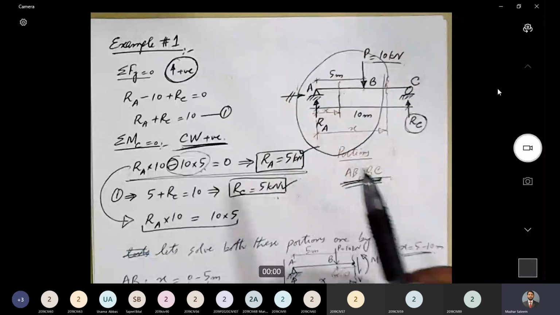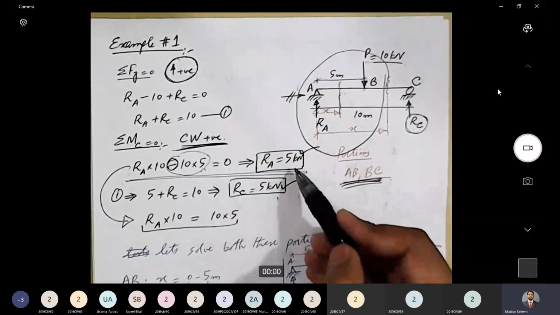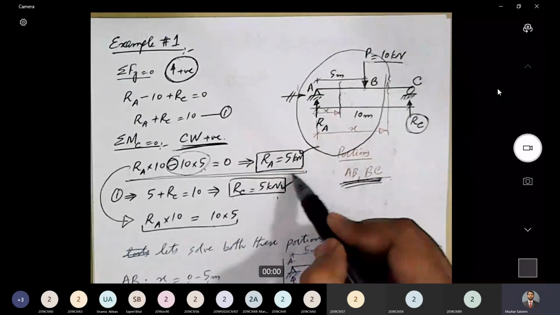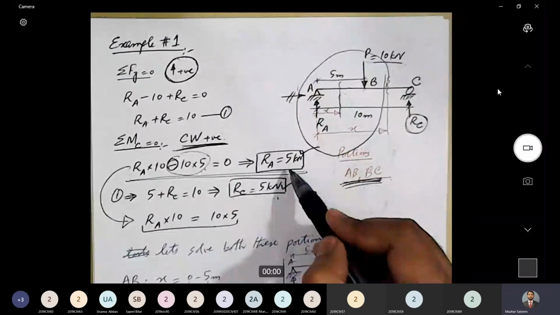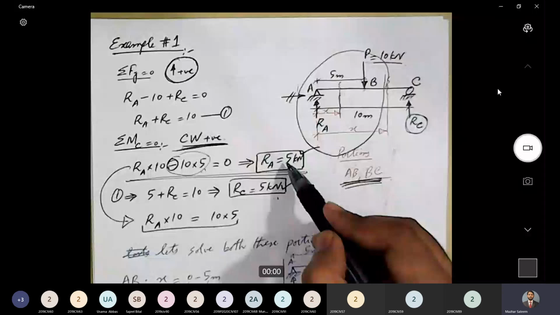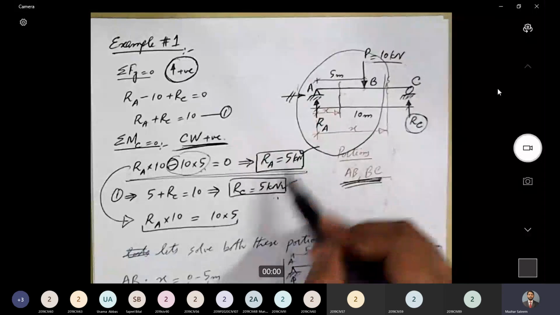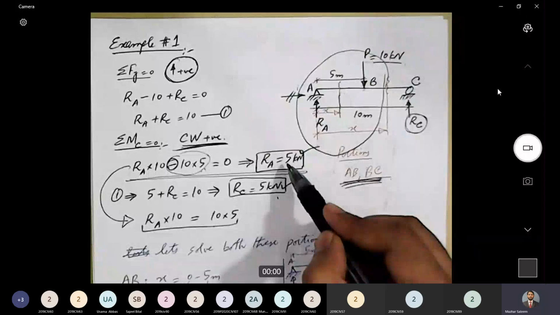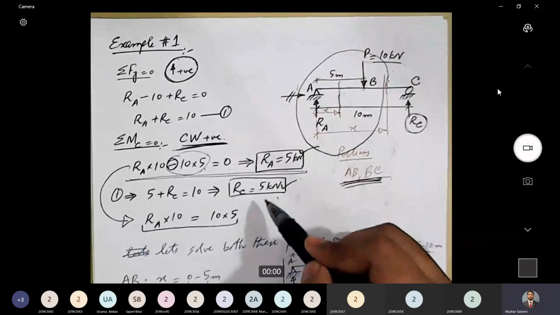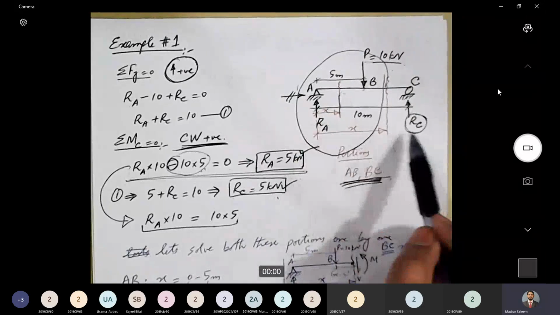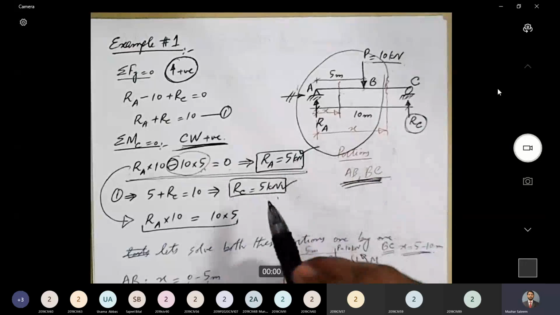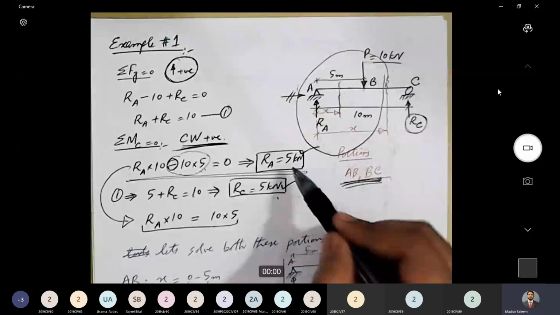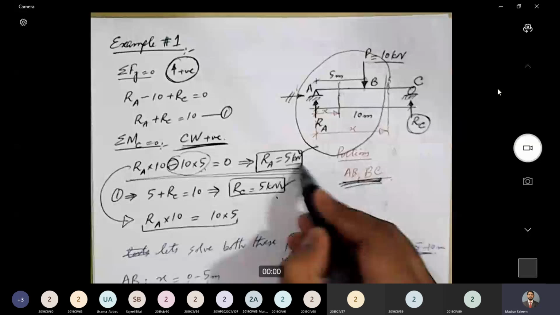So there are a couple of observations about this reaction. First observation is that both the signs of the reactions are positive. Ra is positive 5 kilonewton and Rc is also equal to positive 5 kilonewton. So both the reactions are positive, which means that the directions that we assumed at the beginning were correct. So directions are fine. And secondly, both the reactions are equal in magnitude.